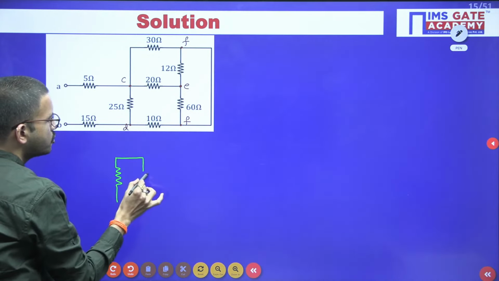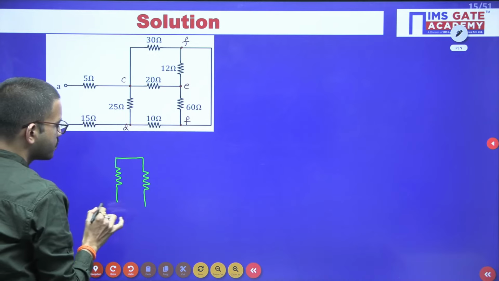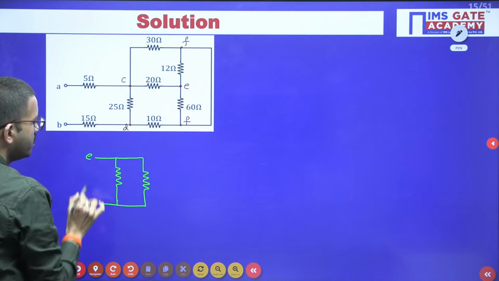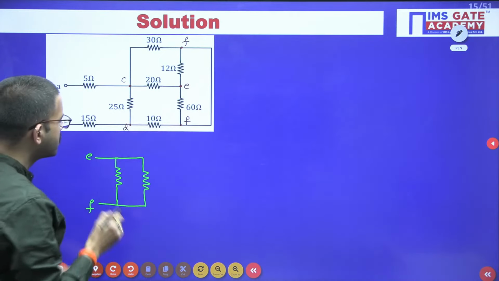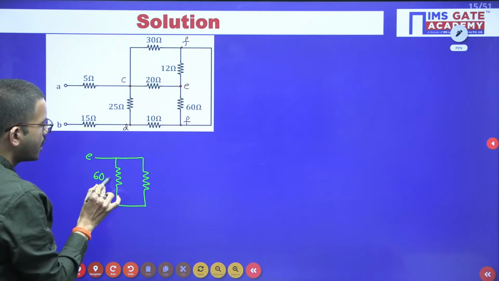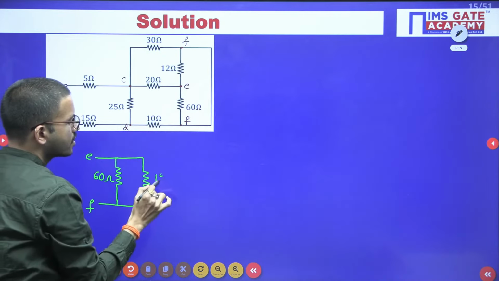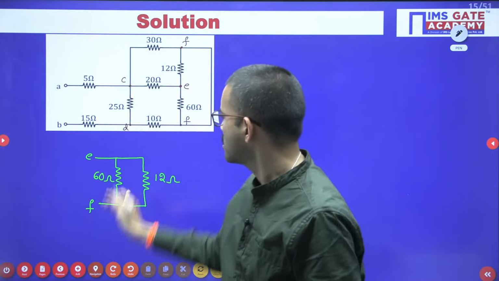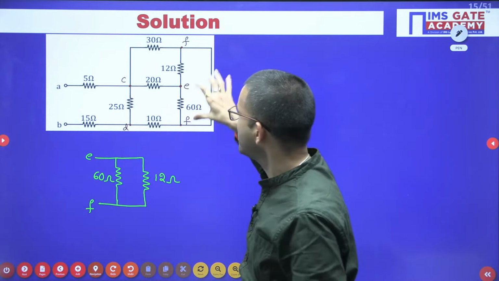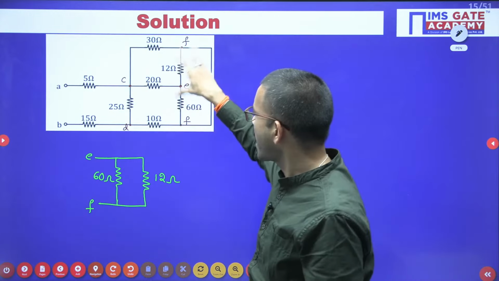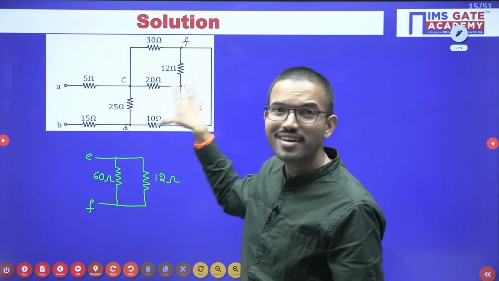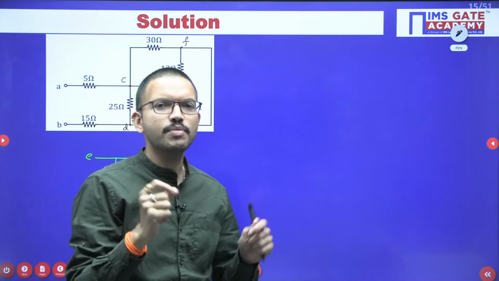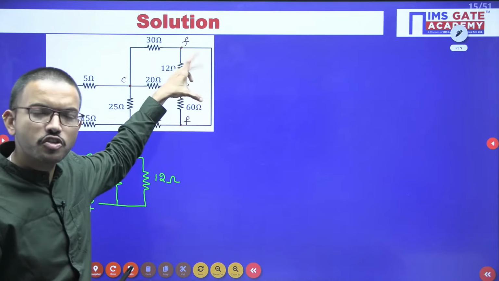Between E and F, we are having two resistors. One resistor is 60 ohm and the other resistor is 12 ohm. See, when I give the circuit directly like this, all of you can easily visualize that these two are connected in parallel only. But here you are getting one IQ level question, or logical question. Directly they haven't mentioned in the question that those two are parallel. But if you are carefully observing, definitely you can visualize that these two are connected in parallel only.